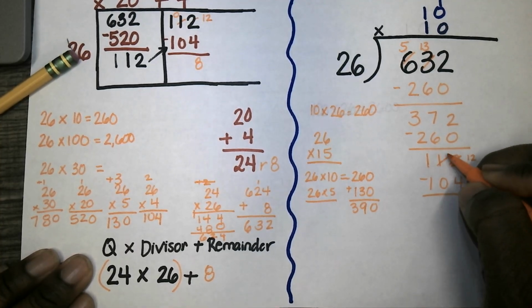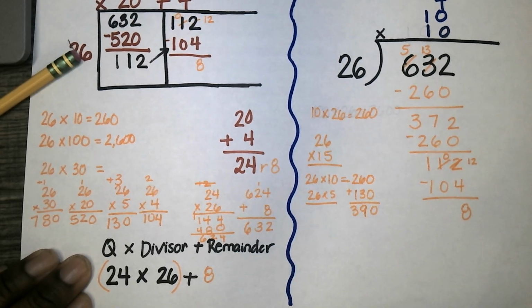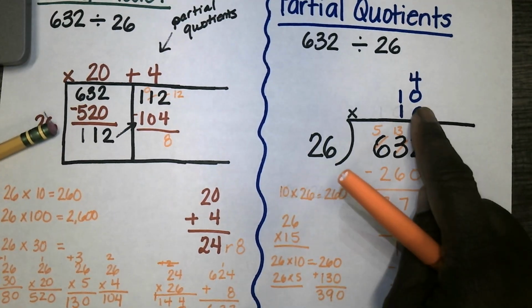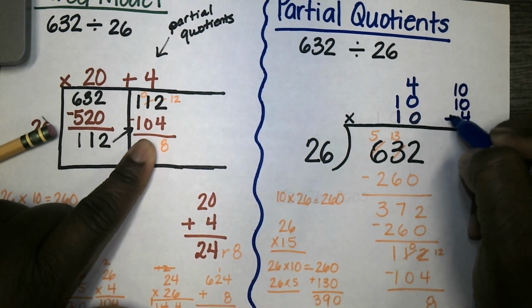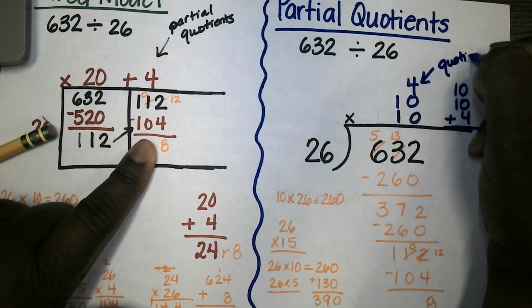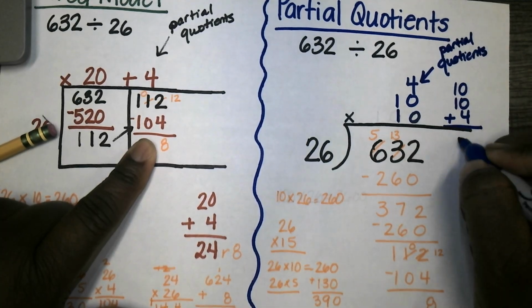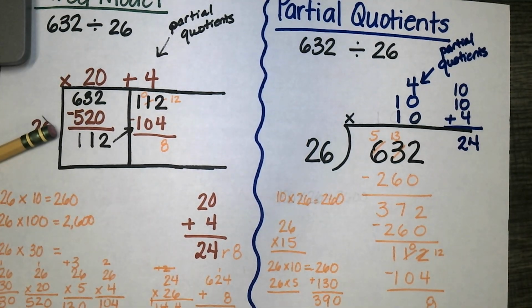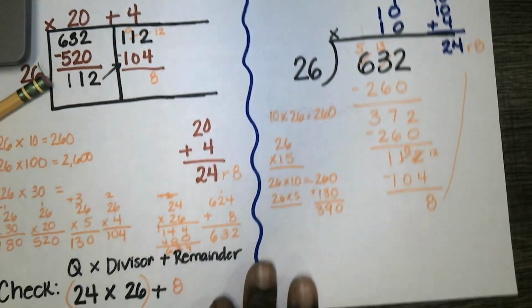And after we regroup, that becomes an 8, which is our remainder. What we do with these is add them up, because those are our partial quotients. Once we add them up, you can see we got 24 again. And then we had a remainder right here, and that's remainder 8.